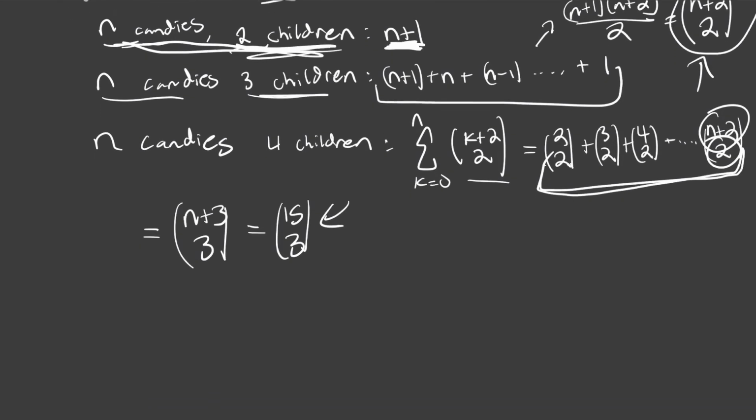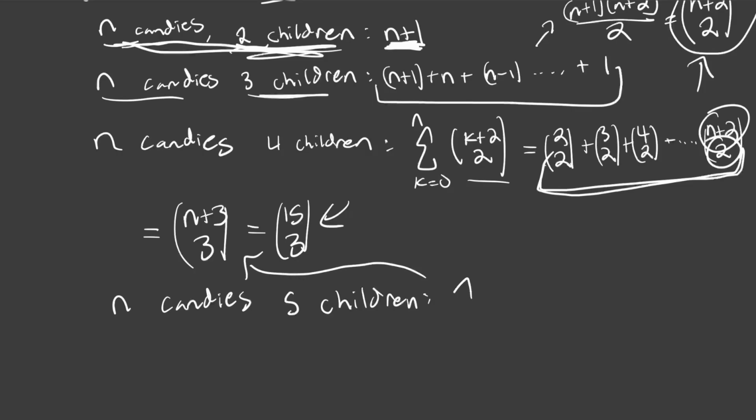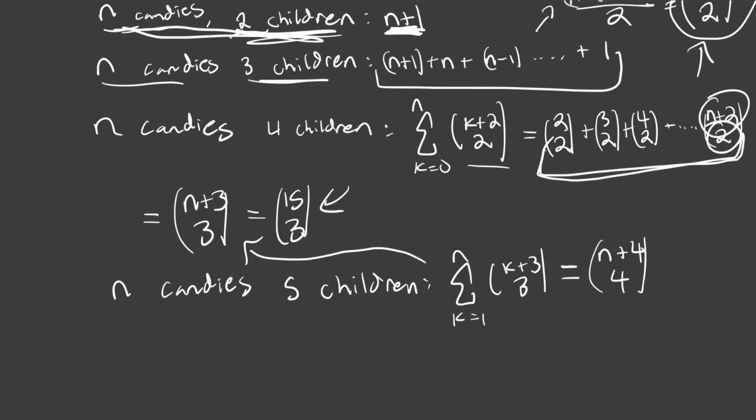But now can we generalize to n candies and n children? That's going to be our final challenge. Well, first, let me just do it for 5 children. Well, for n candies to 5 children, you can pretty clearly see it's just going to be the sum of all of these. It's just going to be the sum from k equals 1 to n of k plus 3 choose 3 now. And we can hockey stick again. That's just going to be equal to n plus 4 choose 4. So now again, you can see the pattern emerging. This one right here is going to be 1 minus the number of children that we have, like it was here, right? 4 minus 1 is 3.